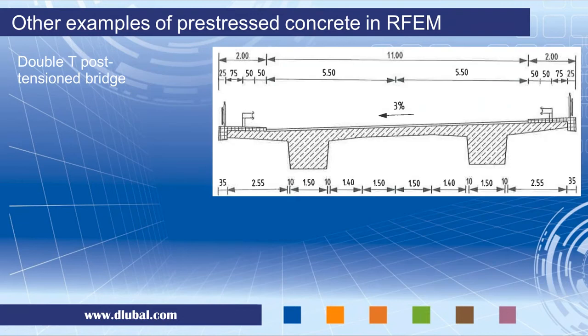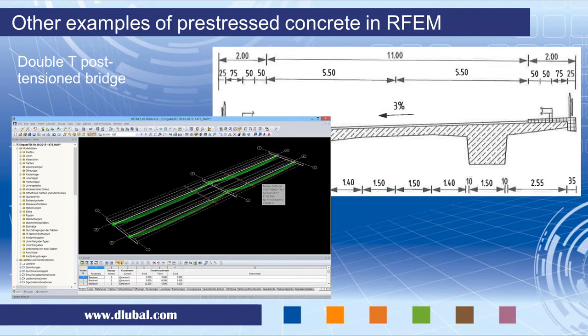Another example which we made, actually Adrian Langhammer's input, is a double T post-tensioned bridge. This was from a German report whose name I do not remember, but Adrian can tell us. This double T post-tensioned bridge was modeled in RFEM as two independent beams which were linked together by an orthotropic slab.